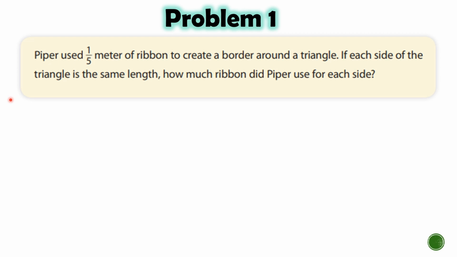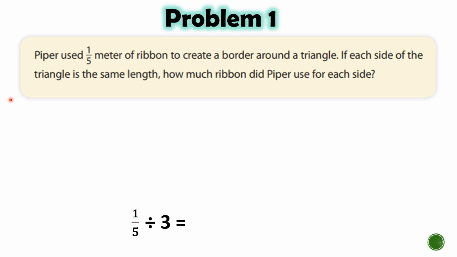Piper used 1/5 meter of ribbon to create a border around a triangle. If each side of the triangle is the same length, how much ribbon did Piper use for each side? Now in this problem, we noticed that we got the total amount of ribbon that Piper used, which was 1/5 of a meter. And since he wants to put it around a triangle, we know that a triangle has 3 equal sides, then we know that we can divide 1/5 by 3.